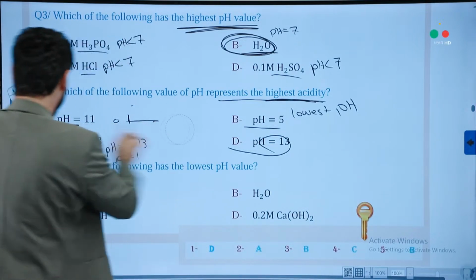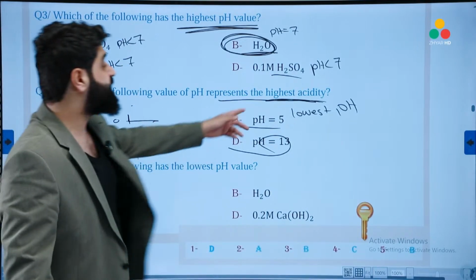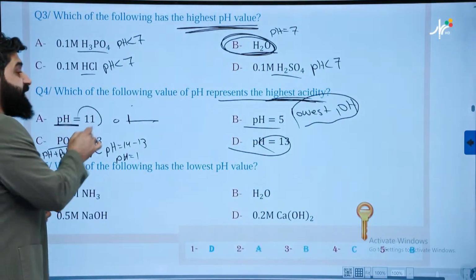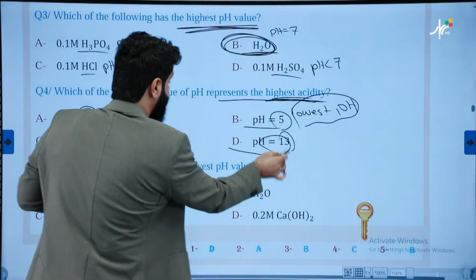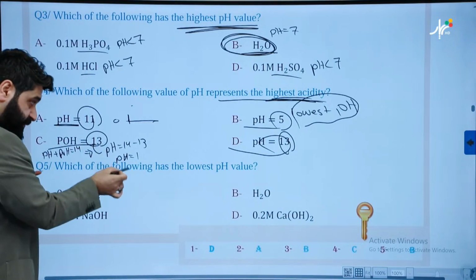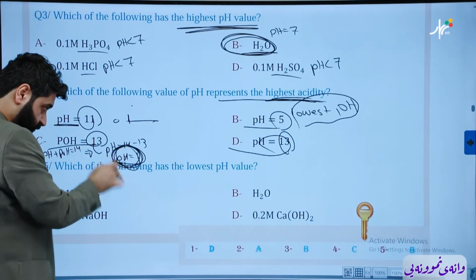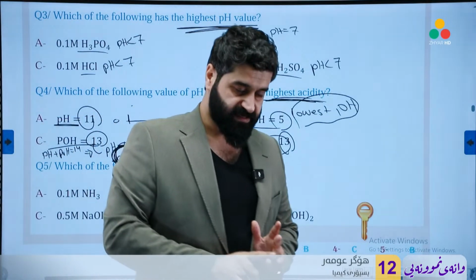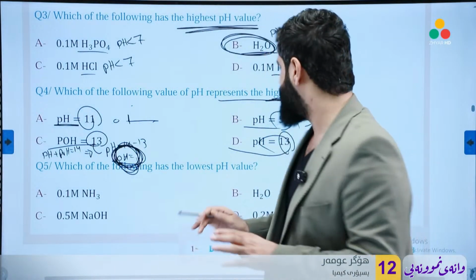We don't need this scale. Just know this. The highest acidity means lowest pH. So pH of 11, pH of 5, pH of 13, pOH of 13, which means pH is 1. So we need this one. Be careful. Highest acidity, not highest basicity. Try to have all the numbers in pH.